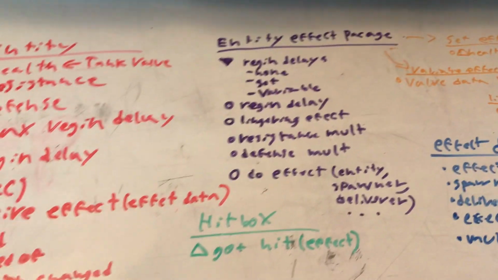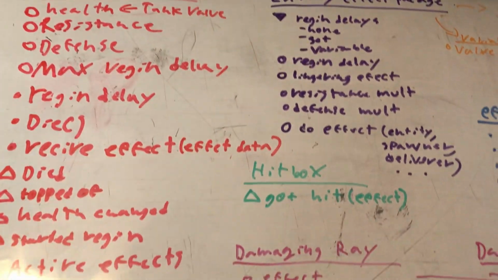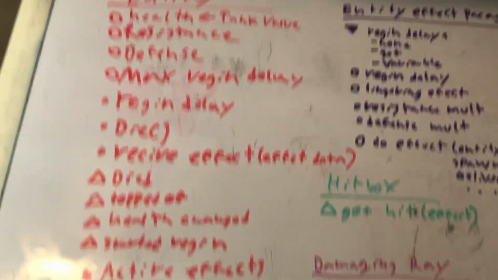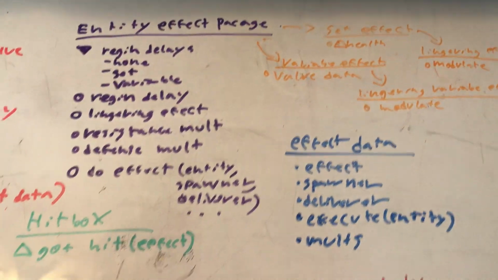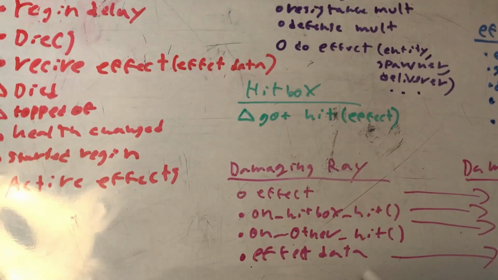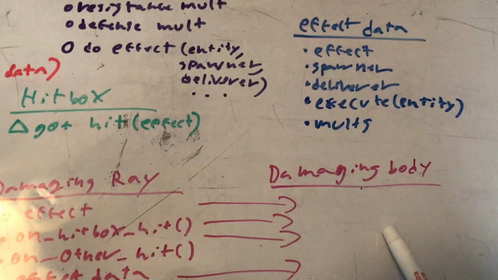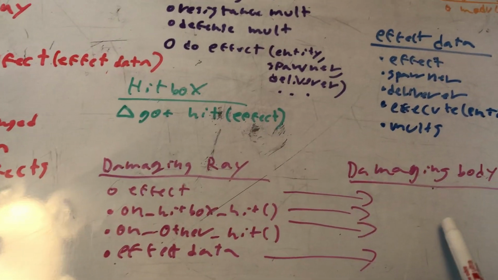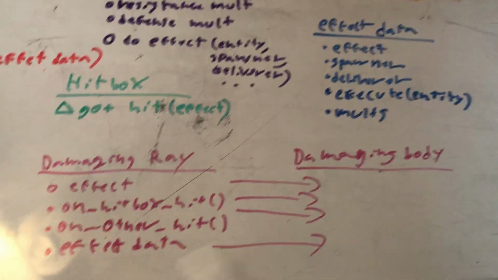So the next step is creating entities. I'm just going to walk you through the architecture of how I'm planning on doing this. It's going to start with a damaging ray or a damaging body. They're basically the same thing, but one's a ray and one's a physics body. Probably a static body for the damaging body.